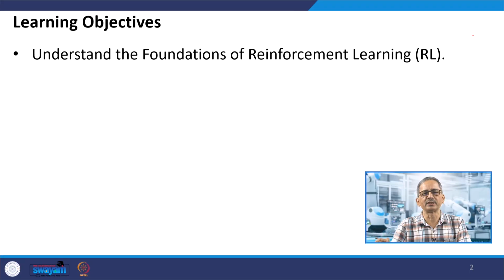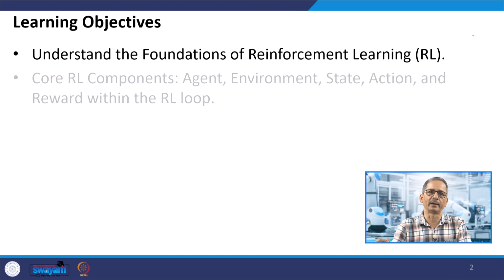So it's the third principal type of machine learning which we are going to see, and in this lecture we are going to see how reinforcement learning could be used in the case of a manipulator grasping an object. By the end of this lecture, you will be able to understand the fundamentals of reinforcement learning.